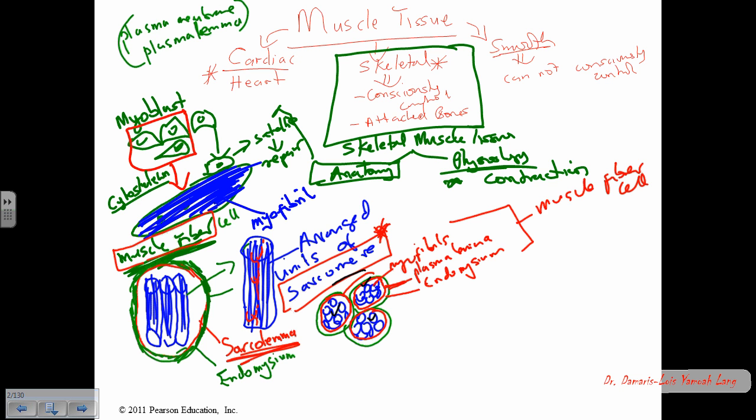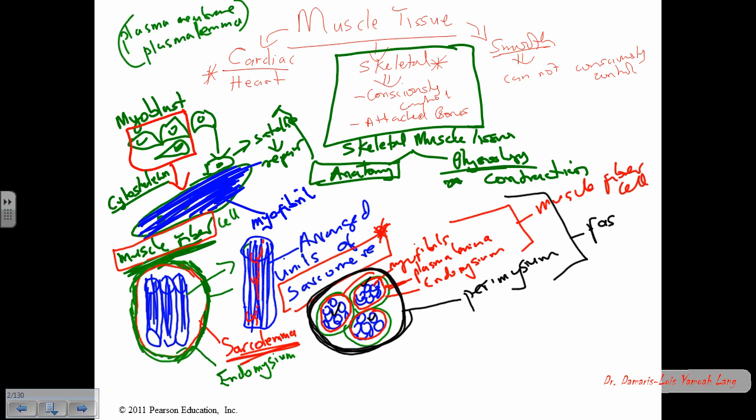Now another connective tissue can wrap around a group of what? Muscle fibers. This connective tissue is called perimysium. Okay? So this connective tissue is called what? Perimysium. So this is a group of muscle fibers that have a connective tissue wrapped around them, and this whole thing will now be called a fascicle.